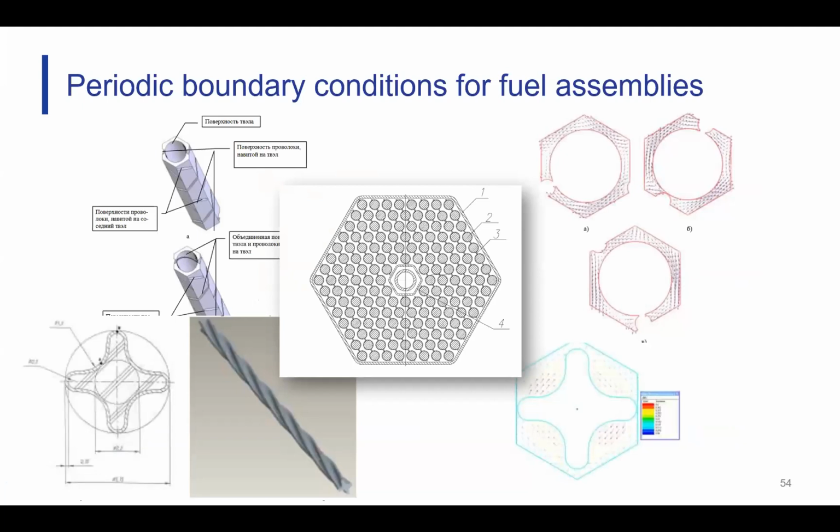Periodic conditions, again, saving our computational resources. And even for complicated nuclear applications, we can have axisymmetric elements like the fuel rods, which we can model with the periodic boundary condition. So don't model the entire thing, conserve your computing power, save your time.